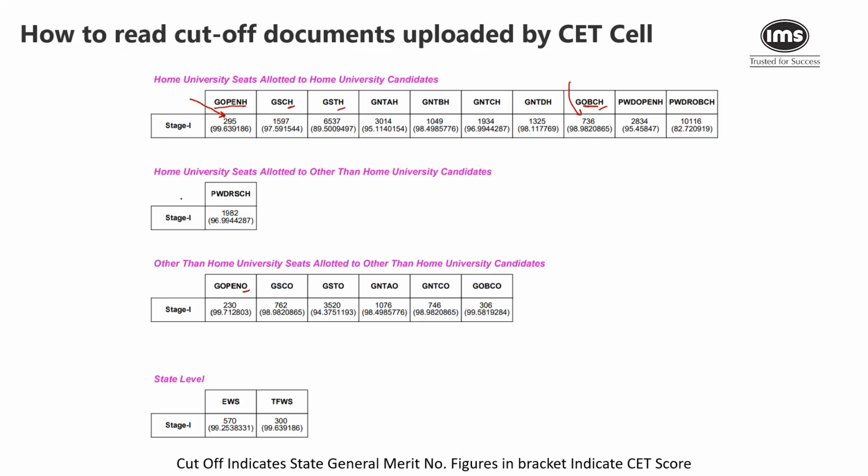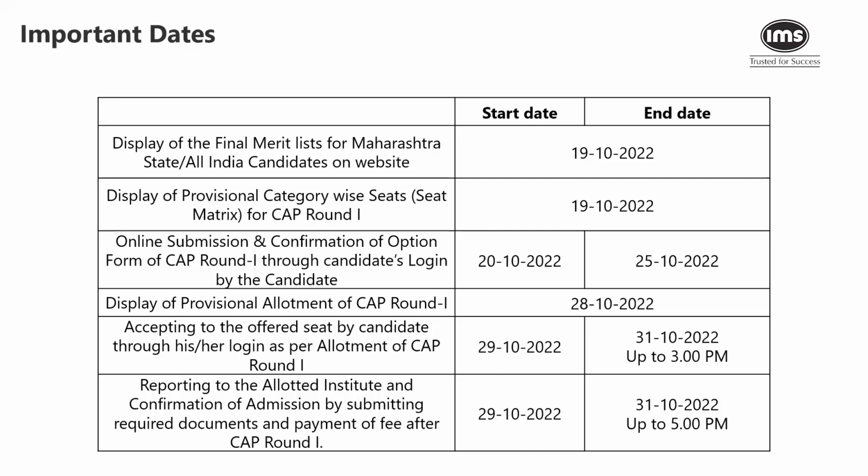Here you will also see a lot of other things, such as home university seats, seats allotted to other than home university candidates, allotted to OHU candidates, and state level seats, which are EWS and TFWS cutoffs. You just need to figure out which category you are applying into, and for that particular category, what the rank cutoff is for that particular college in CAP round 1 and CAP round 2.